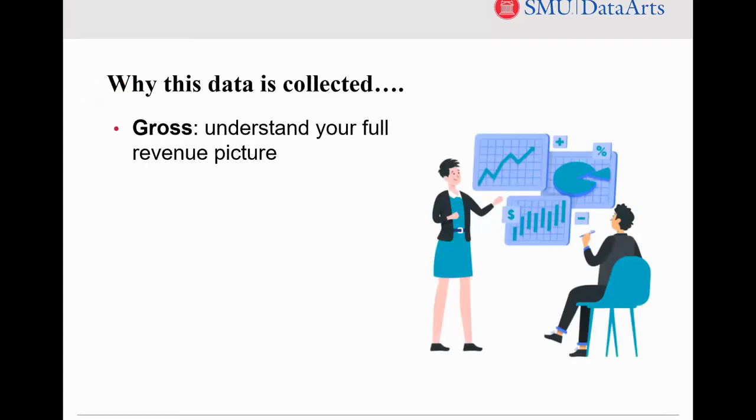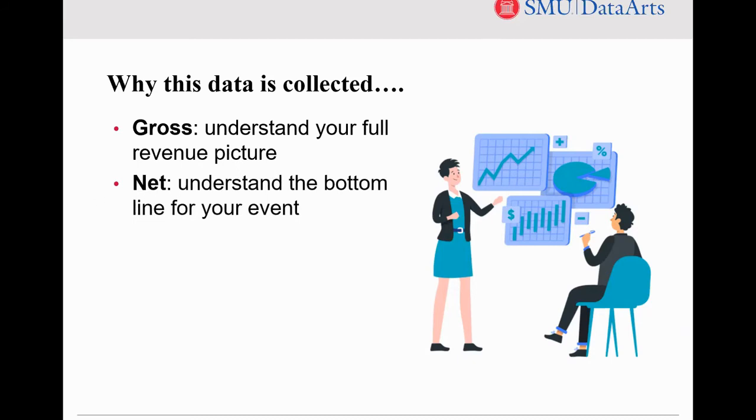So why do we collect this data this way? Both of these numbers have their uses. They're both helpful numbers. The gross revenue helps you to understand your total revenue for the year. It's a part of your total revenue picture. A net figure, on the other hand, helps your organization understand the bottom line for your event. Did you make money? Did you lose money? How much did you make or lose on your fundraising event?